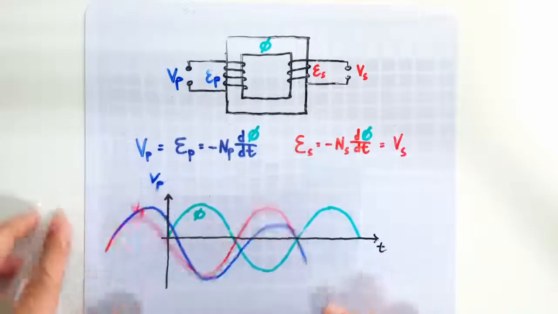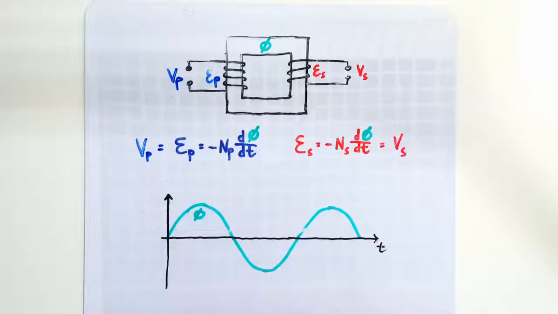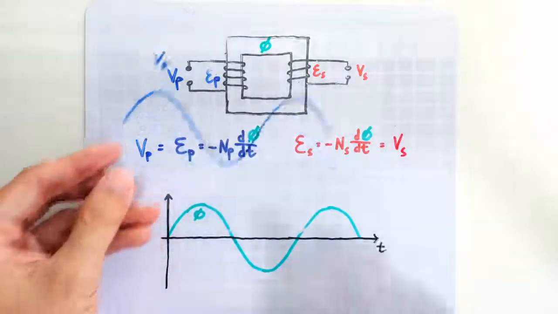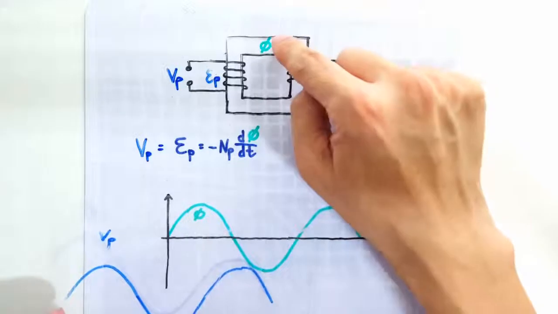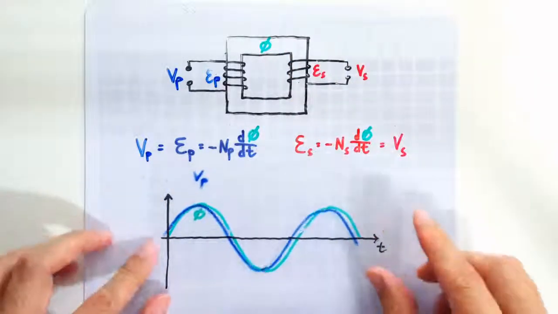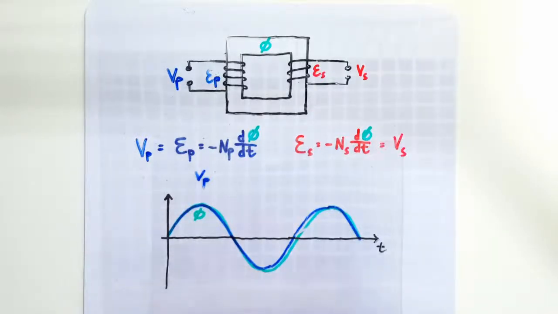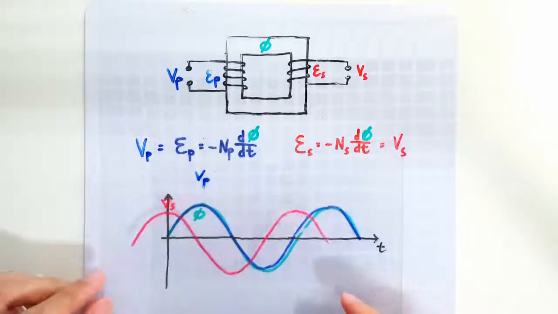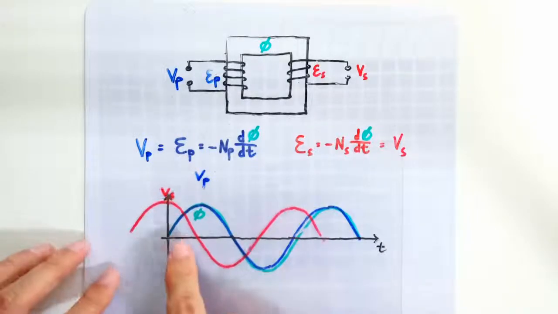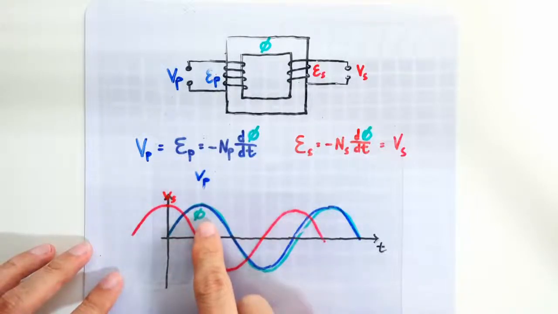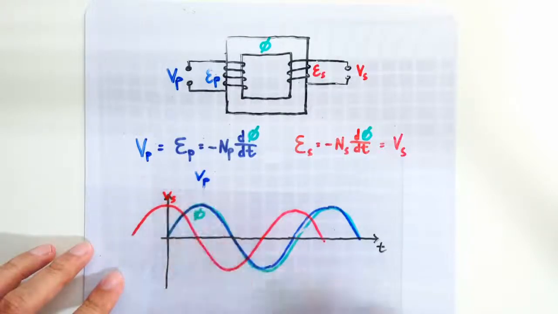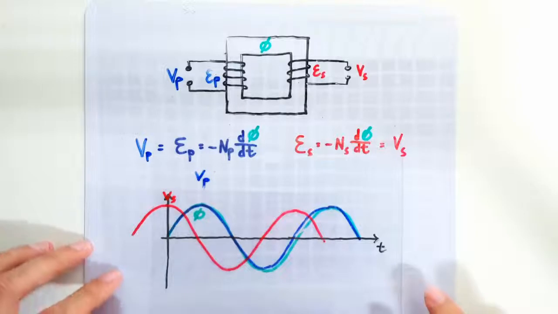The second version says that because Vp is the one that produced the magnetic flux, it should be in phase with the magnetic flux. But Faraday's law says that the secondary voltage is off by a quarter of a cycle with respect to the magnetic flux. So since Vp is in phase with magnetic flux, but Vs is off by a quarter of a cycle with the magnetic flux, it means Vp and Vs should be off by a quarter of a cycle with each other.